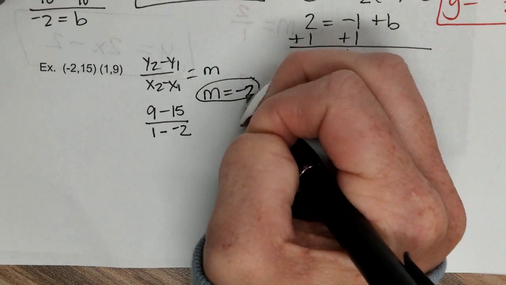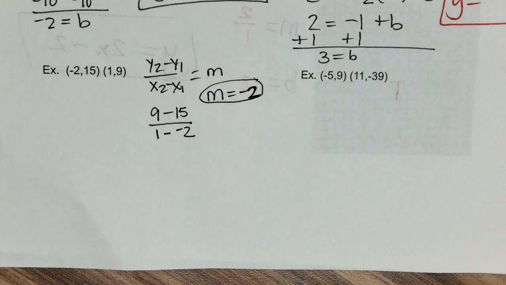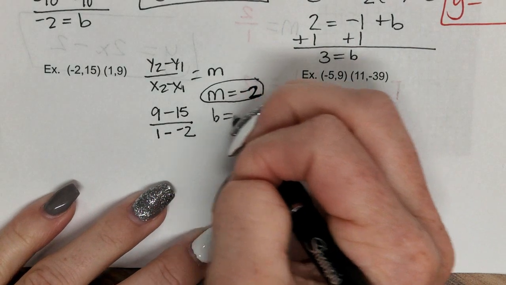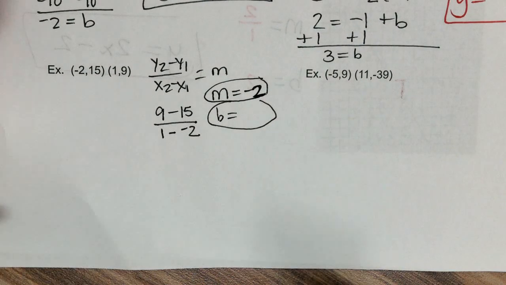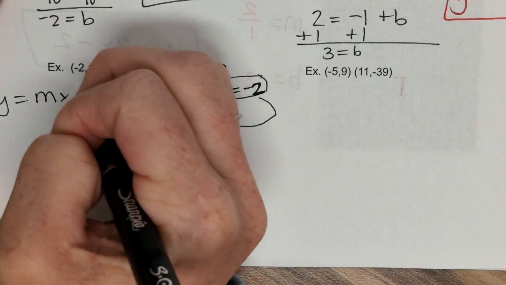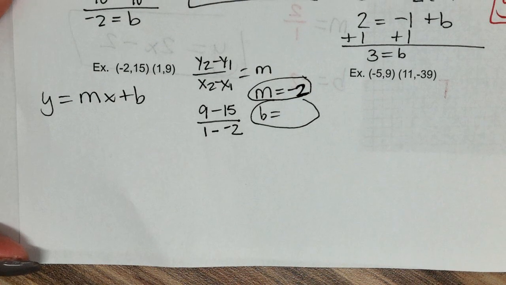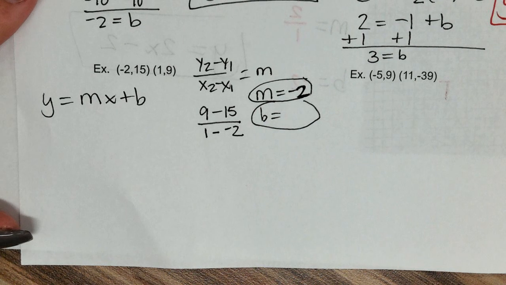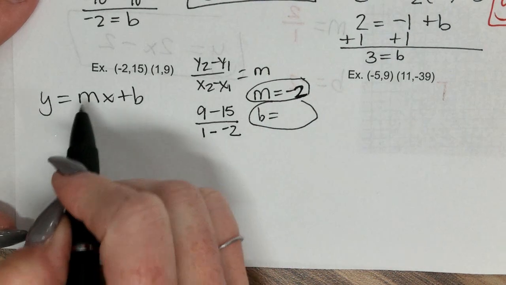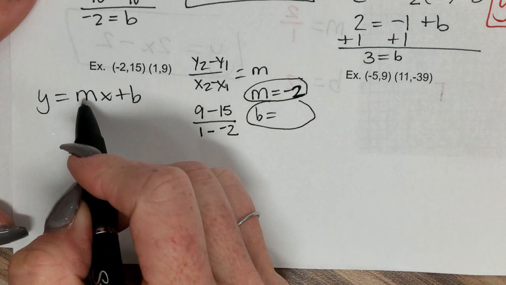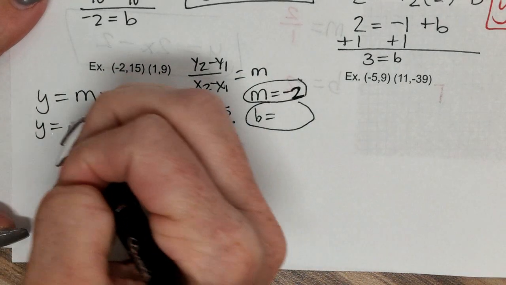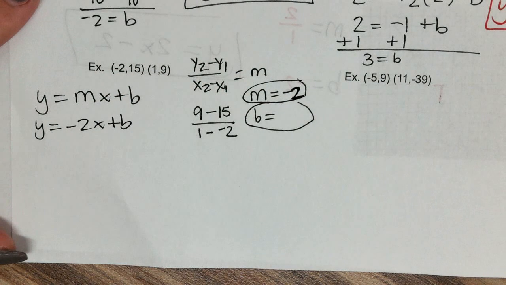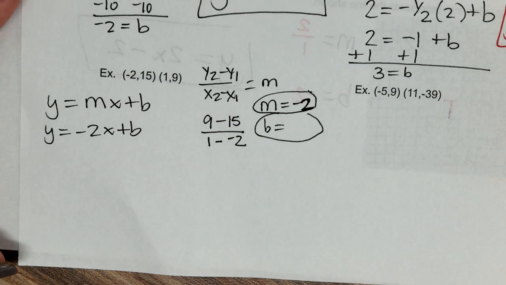That is not my final answer. That is a piece of my answer that I need. So Jason, what is the other piece I need? I need my b. I am going to use my m to get the b. Okay, so I'm going to write y equals mx plus b. I think that's the piece I left out that confused you. So write that piece, okay? So why am I going to put negative 2 right here for m? Because m is negative 2. So I'm going to write y equals negative 2x plus b. Now do you understand why that piece went there?